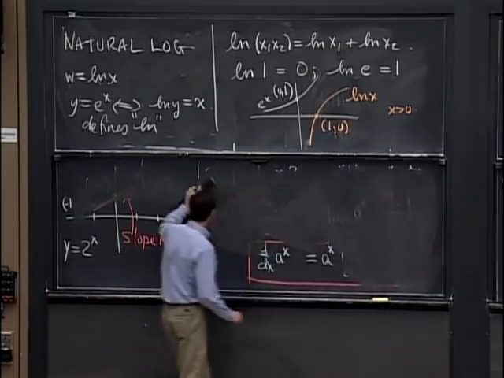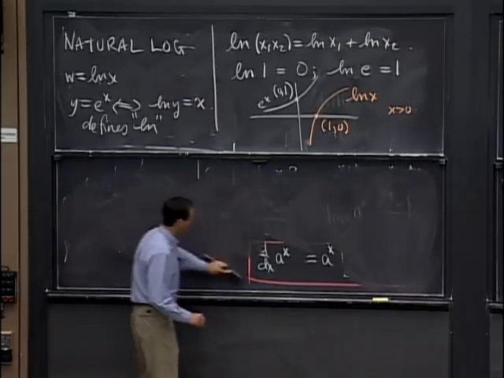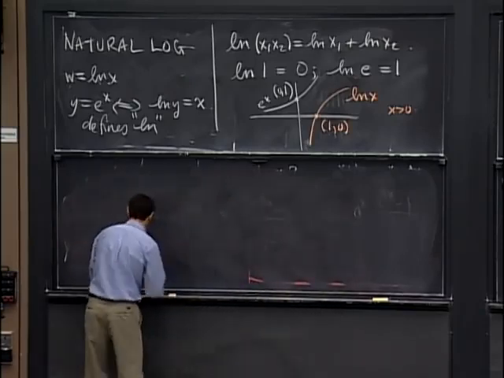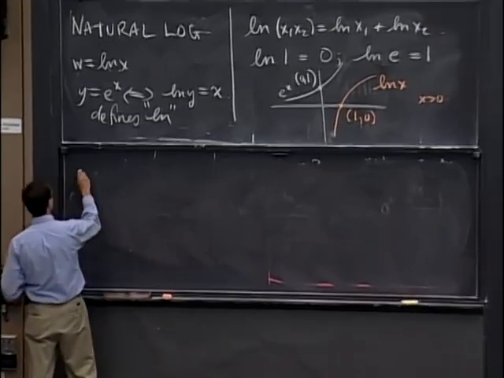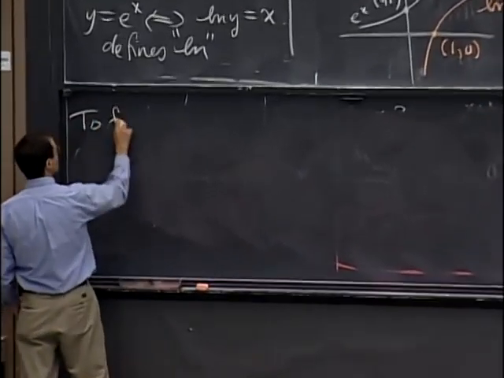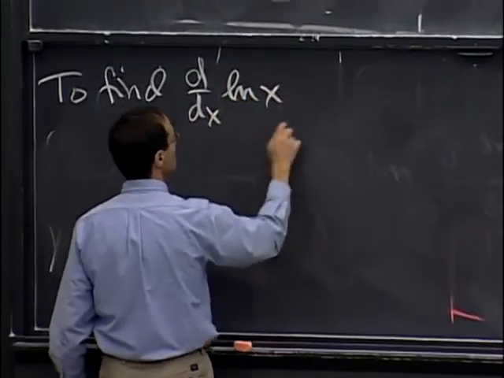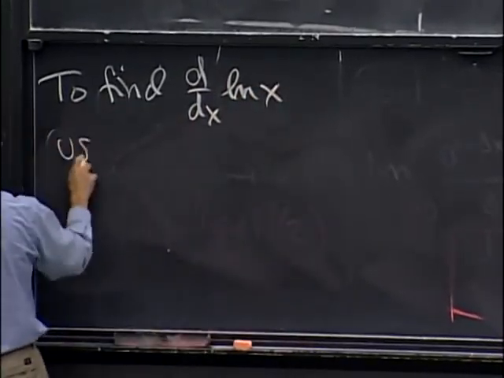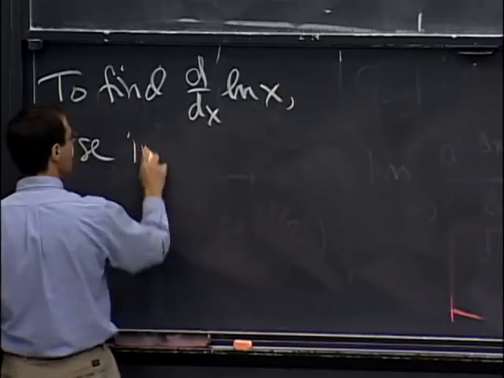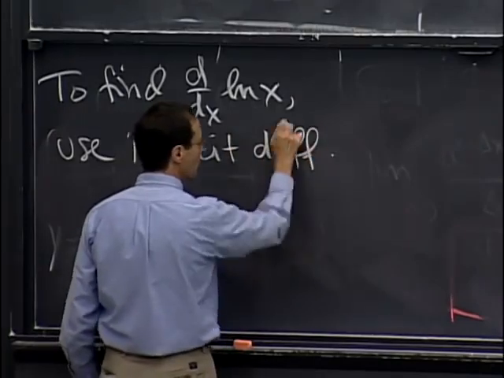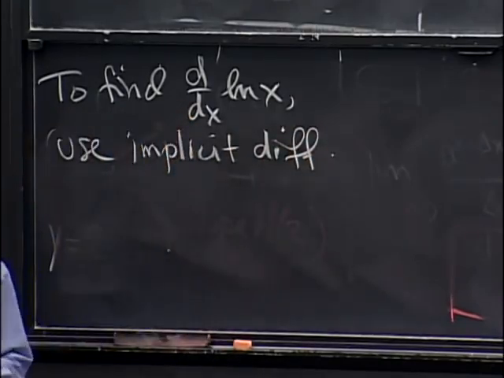And now, what we're allowed to do relatively easily, because we have the tools to do it, is to compute the derivative of the logarithm. So to find the derivative of the log, we're going to use implicit differentiation. This is how we find the derivative of any inverse function.